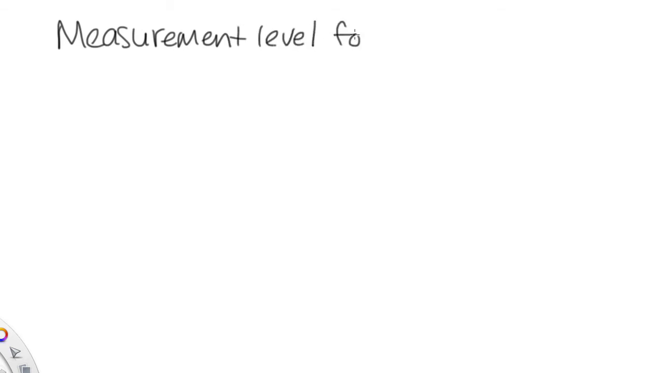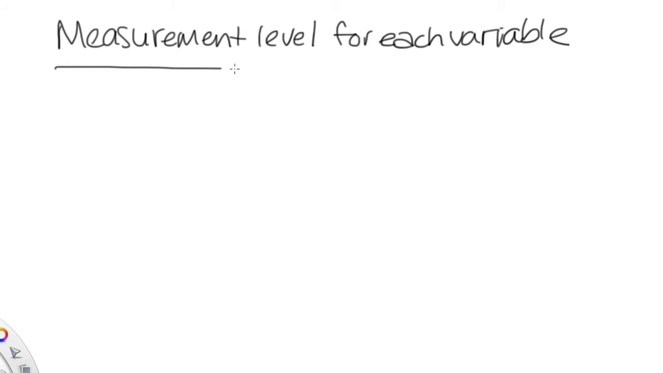Next, we're going to look at identifying the measurement level for each variable. In addition to being classified as qualitative or quantitative, variables can be classified by how they are categorized, counted, or measured.